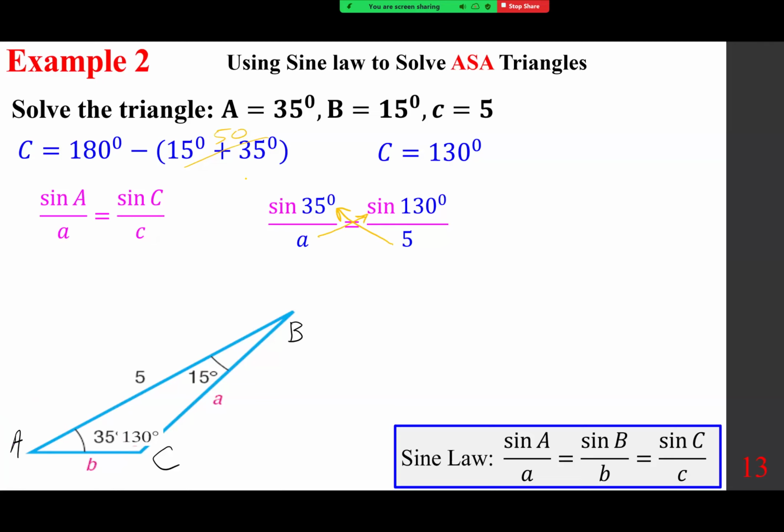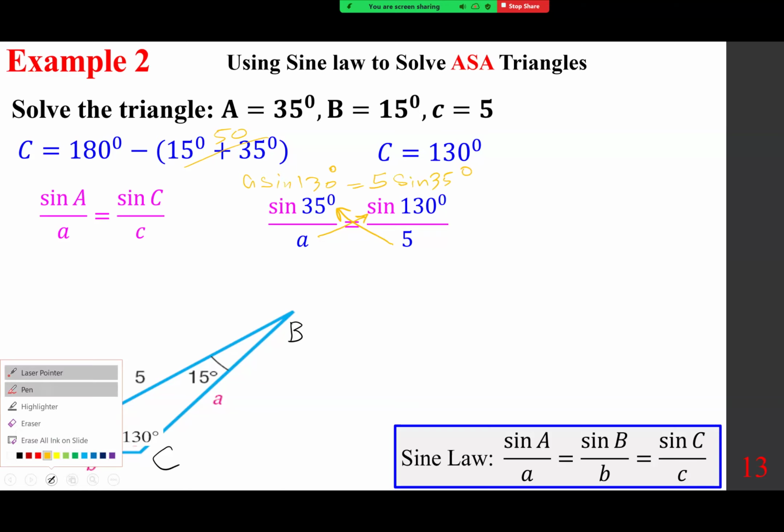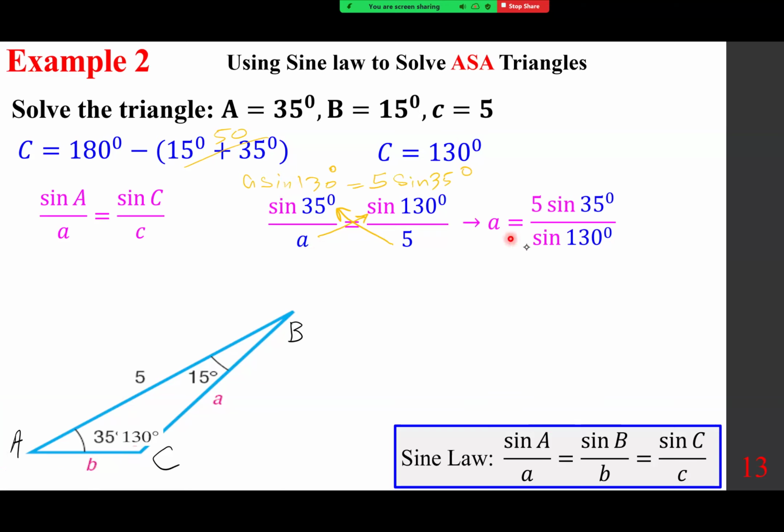You can say A times sine of 130 is 5 sine of 35 degrees. So divide by sine of 130. You should be able to go from here to here from now on. You have to use a calculator.